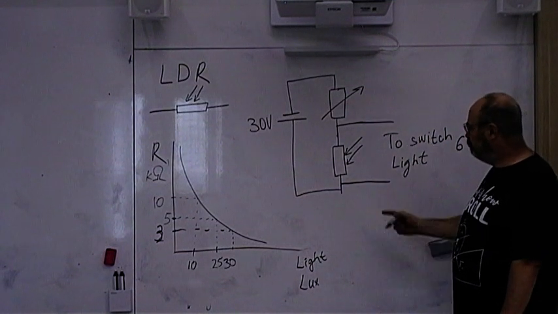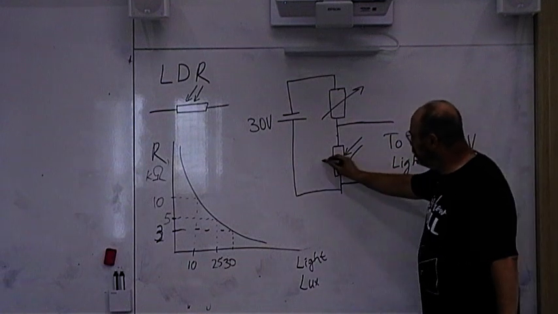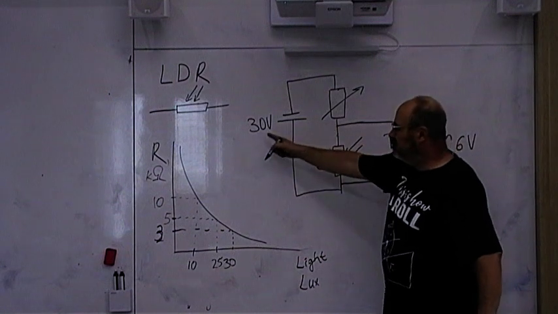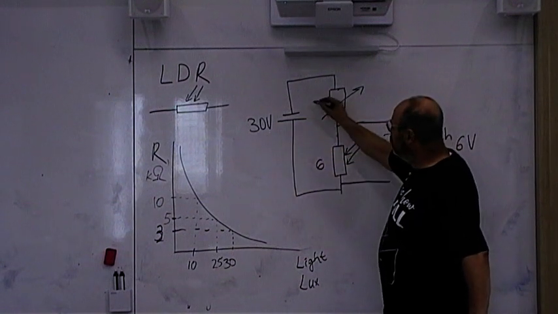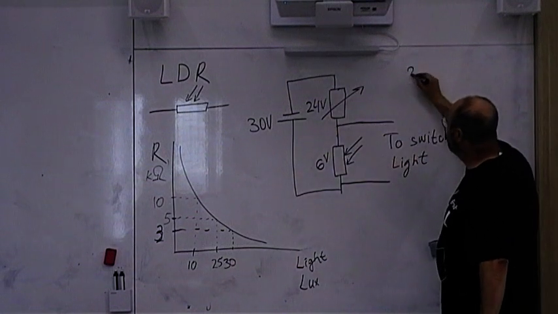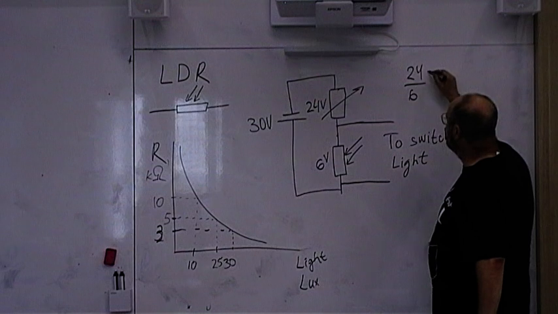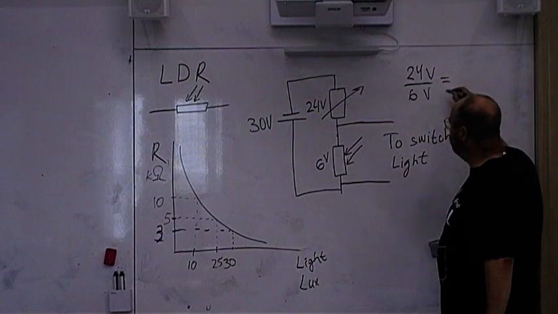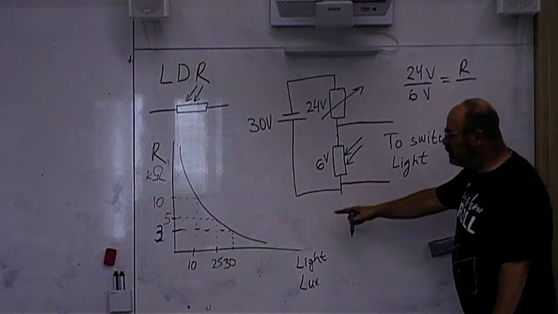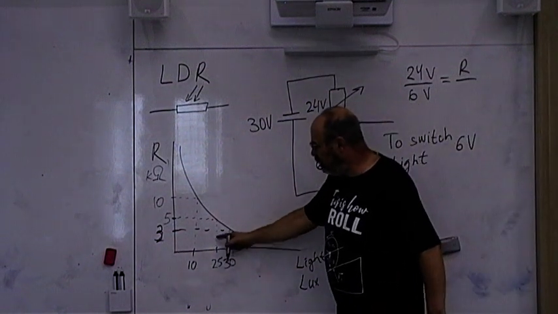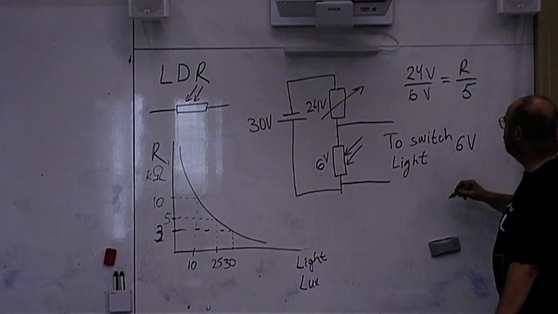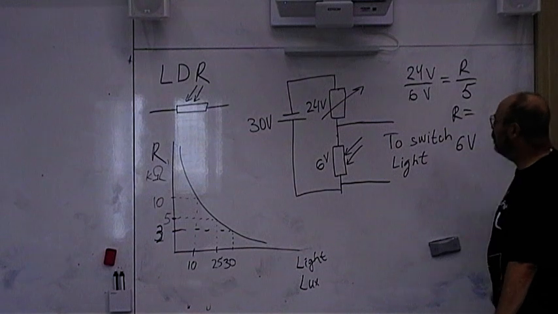5 times the LDR. The voltage is 30 in total, and 6 across the LDR. What voltage across the variable resistor? 24 volts. So the ratio of the voltages, 24 volts to 6 volts, has to be the ratio of the unknown resistance to the resistance of the LDR, 5. R to 5. From here, R equals what?